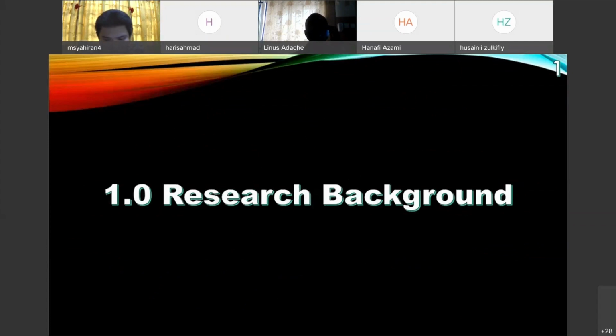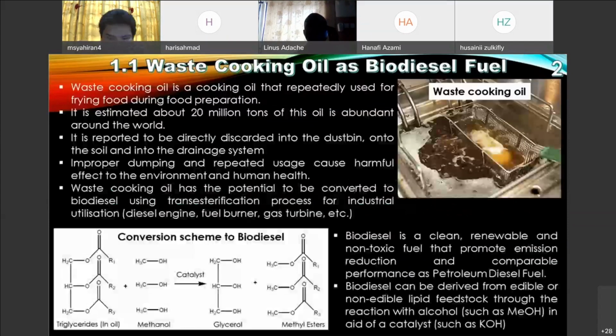I begin my presentation with a brief background of this research. Waste cooking oil is an oil that is repeatedly used for frying during food preparation. It is estimated that about 20 million tons of this oil is abundant around the world. Because of this, the oil is discarded improperly and causes harmful effects to the environment. Besides that, the repeated usage of this oil is harmful to humans.